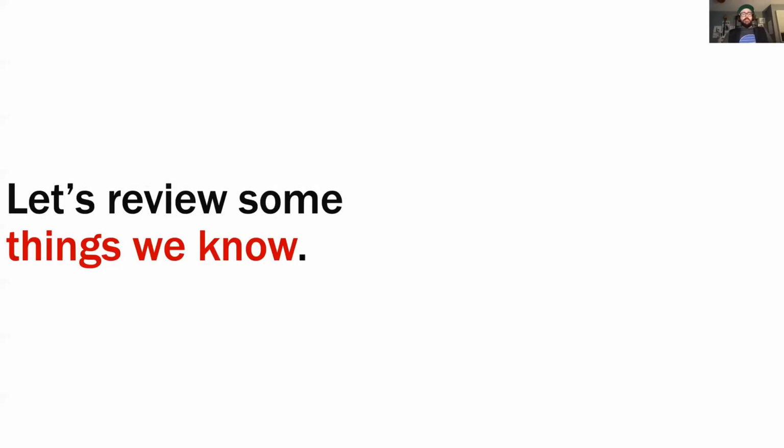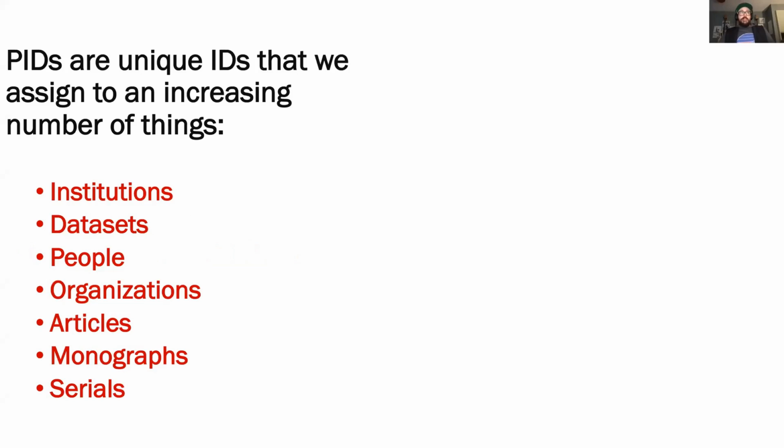So let's review a couple things we know based on some of the conversation you folks had today. PIDs are unique IDs that we assign to an increasing number of things. So institutions is one, data sets, people, organizations, articles, monographs, serials, all common things in which to put a DOI on, or a persistent identifier of some kind.